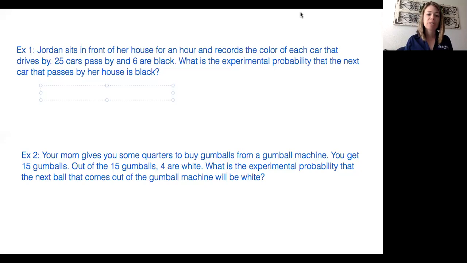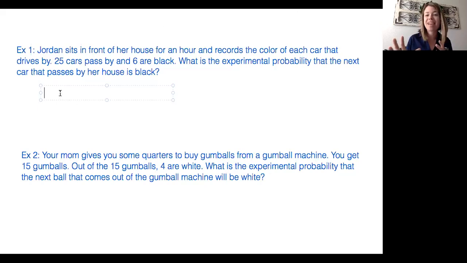So the first example says Jordan sits in front of her house for an hour and records the color of each car that drives by. 25 cars pass by and six are black. What is the experimental probability that the next car that passes by her house is black?